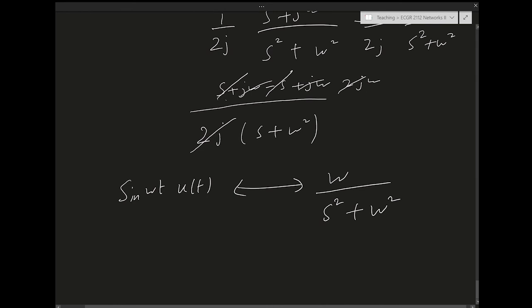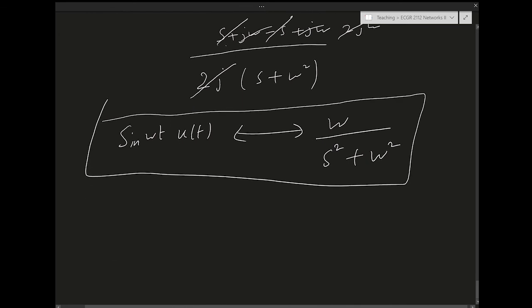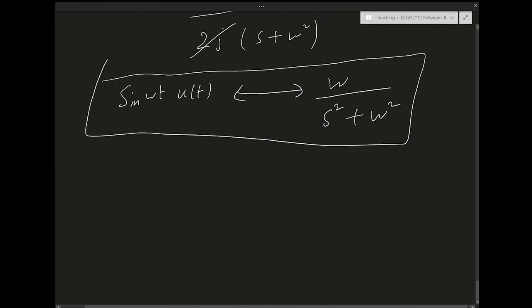I could find this transform using another technique, and if everything is consistent, I should get the same result. Let me show you another technique. That's very useful. We know that if we take the sine and differentiate it twice, we get sine again. What happens if we differentiate it once?